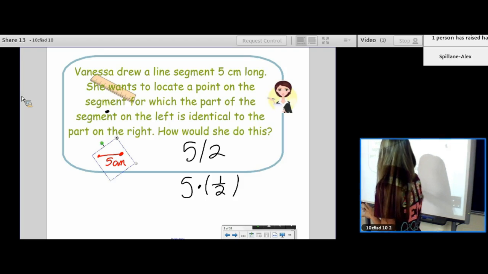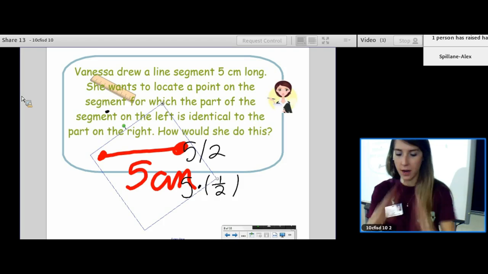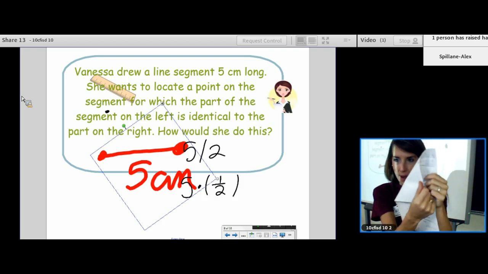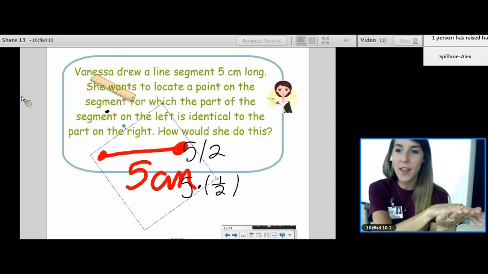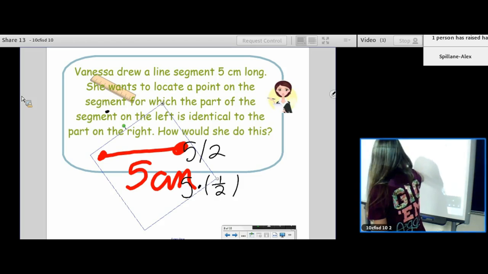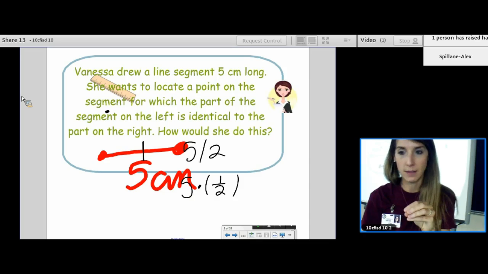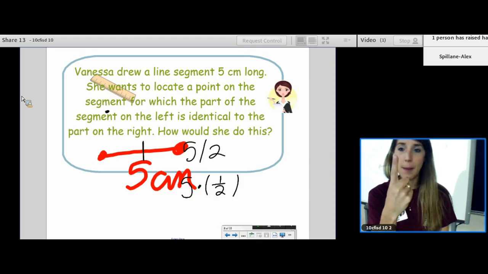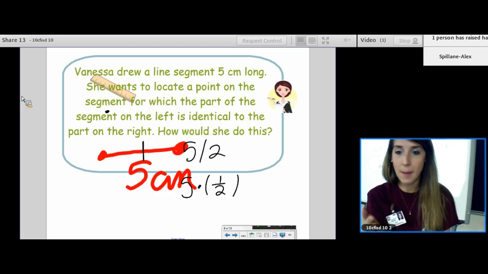You take your paper, pretend this is there, and you fold your paper. You fold your paper to where one endpoint lands on the other endpoint. You crease your paper, and where that crease is in the paper, you have located the midpoint. Very good. So we could fold our paper. We could measure with a ruler. We could take the length and divide by 2.